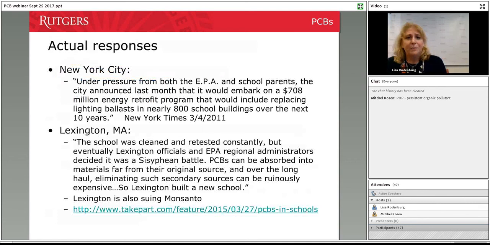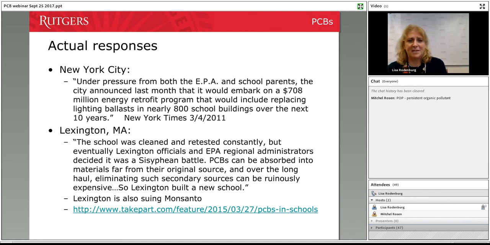in schools. The actual response, as I mentioned, in New York City, the city is going to spend $708 million retrofitting all of their lighting to remove these light ballasts over the next 10 years. Another big place where this has become an issue is Lexington, Massachusetts.